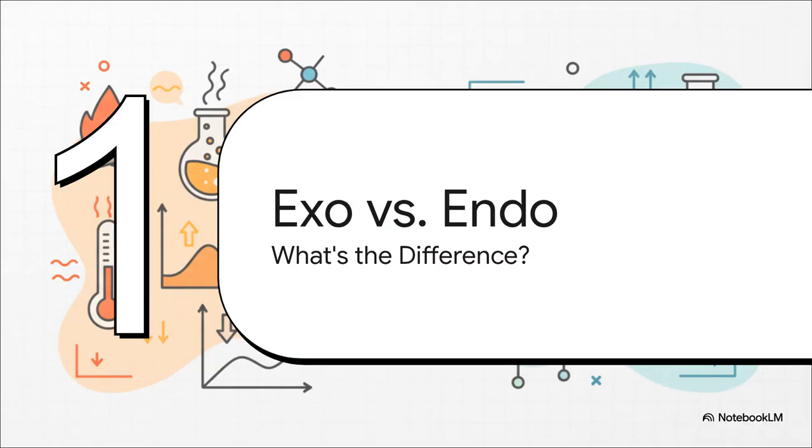We're going to break this down into four main chunks. First up, we'll get the core definitions sorted. Then we'll look at how to visualize these changes with reaction profiles. After that, we'll tackle bond energy calculations, which is for the higher tier. And we'll finish up with a handy exam checklist. So let's start with the absolute basics.